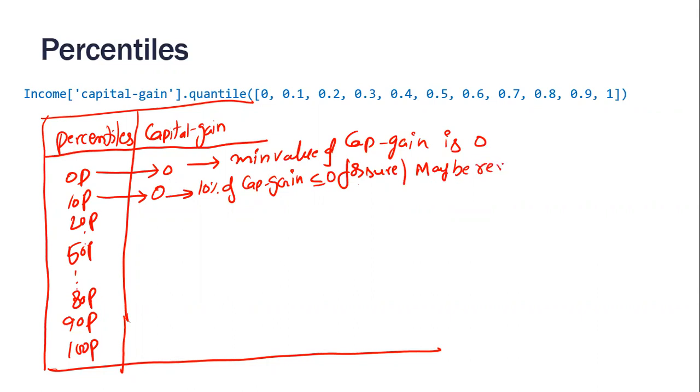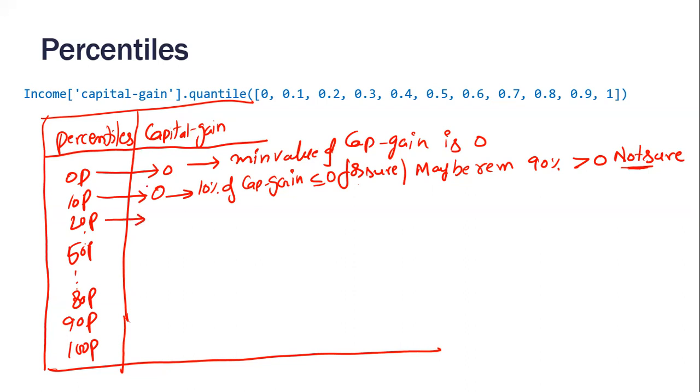Maybe the remaining 90% is greater than 0, but this I'm not sure. I cannot make a comment by looking at the 10 percentile value. I cannot say that the remaining 90% will definitely be greater than 0. Maybe 90%, maybe 20%, maybe 30%, maybe 80%, maybe 15% is greater than 0, but this one I cannot comment on. That's why I'm not sure. Do you agree with the second statement as well? Agreed or not?